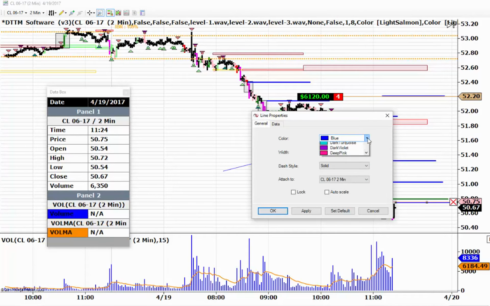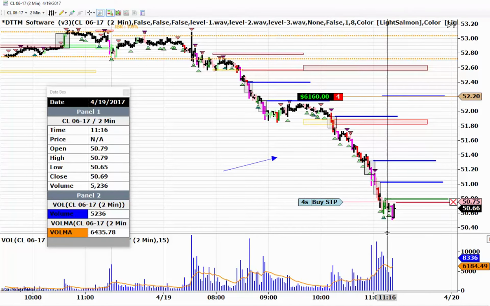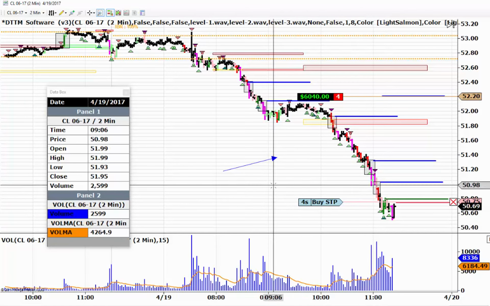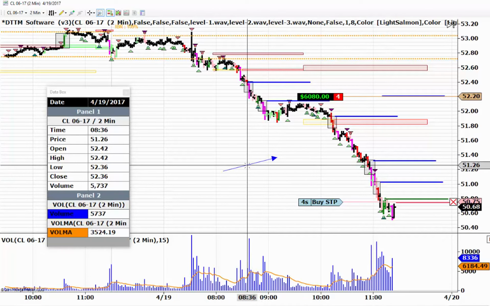There we go. We'll just make that sort of a red color so we know where our stop is at 75. So I think all I really wanted to point out on this trade was, okay, it worked out great. We're up over $6,000 on a 4-contract trade, on a day trade.